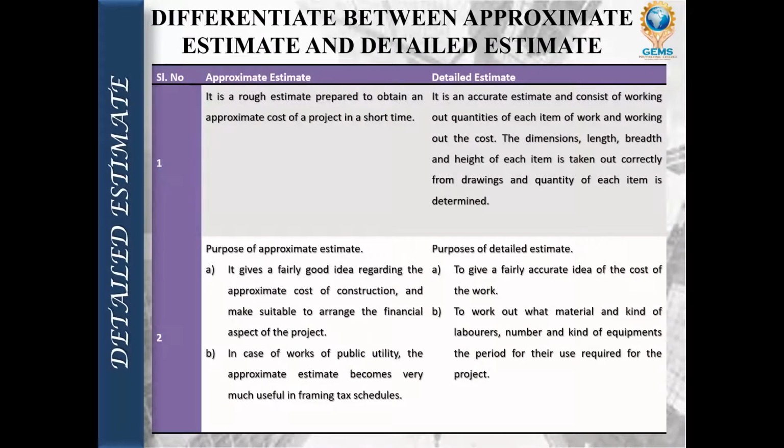Then differentiate between approximate estimate and detailed estimate. An approximate estimate is a rough estimate. A detailed estimate is an accurate estimate. The approximate estimate gives a fairly good idea, while the detailed estimate gives a fairly accurate idea. In case of work of public utility, the approximate estimate is very useful in framing tax schedules. A detailed estimate works out what materials, kinds of laborers, number and kind of equipment, and the period for their use are required for the project. This is the difference between the approximate and detailed estimate.